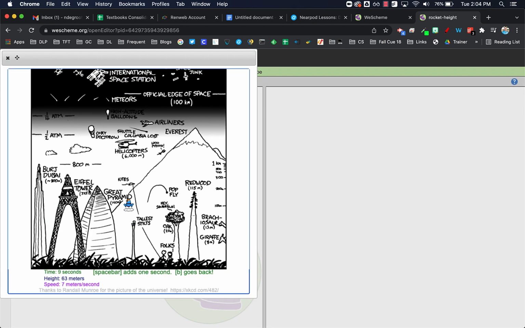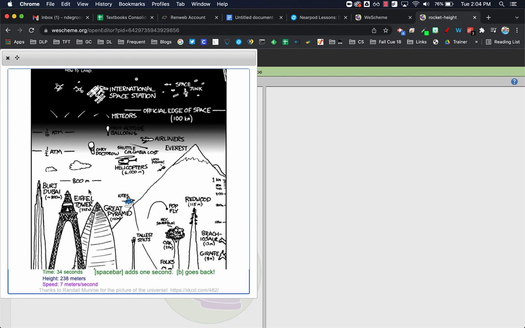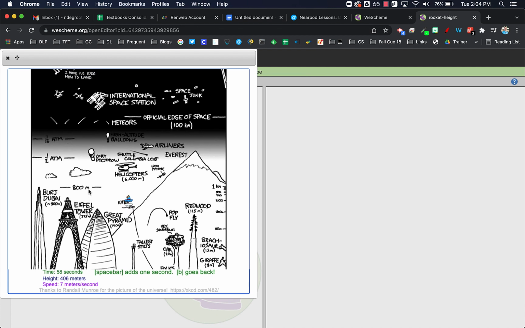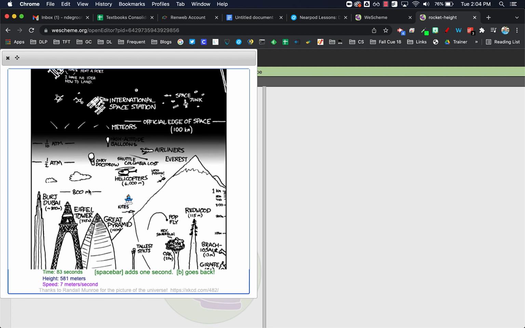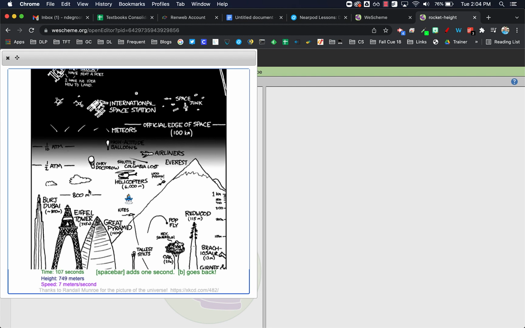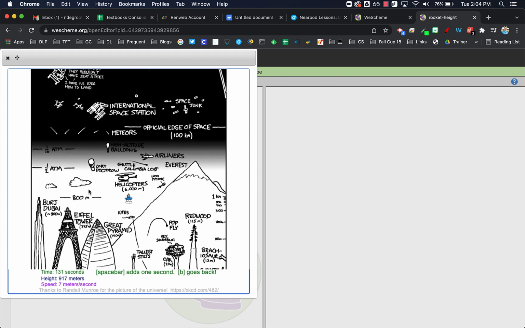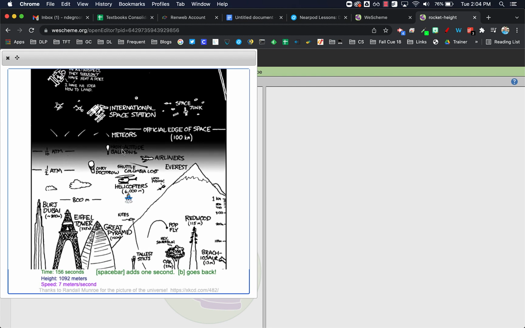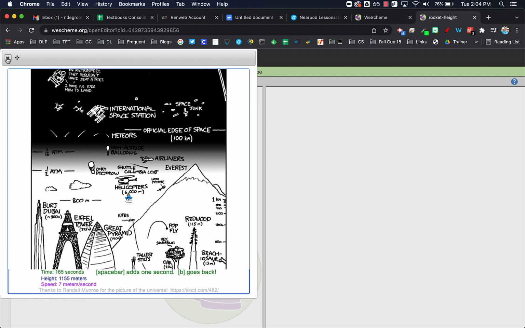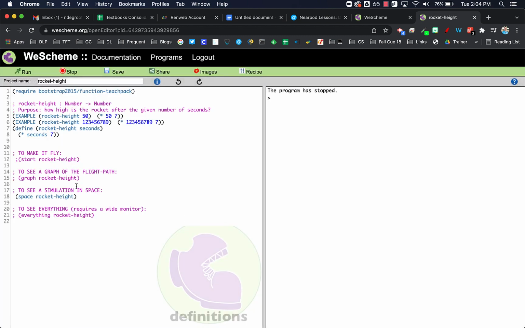Okay, so we're going right here. And you'll notice all of a sudden my rocket seems to be moving more slowly. And now here's the thing. There's a lot more out here. Okay, your homework is to show me that you can run space rocket height here, that you can make this work the way that it's supposed to.